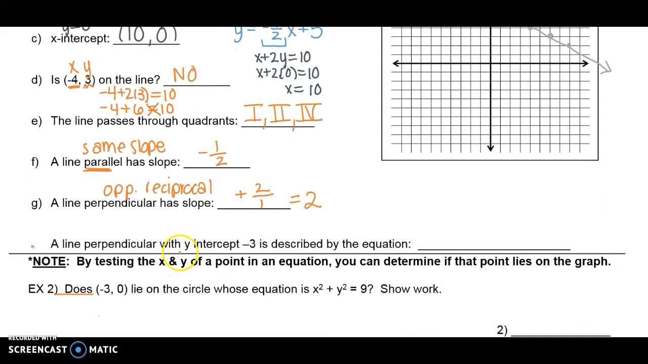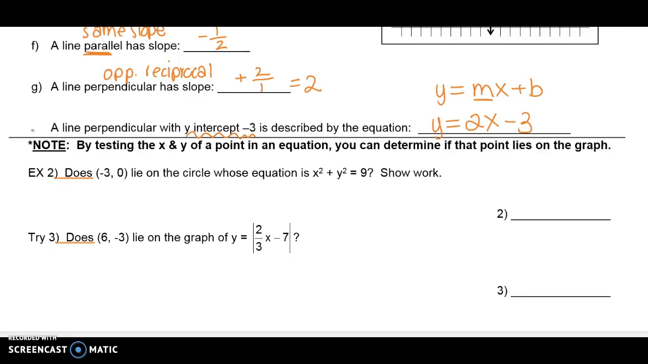Okay. A line perpendicular with a y-intercept of negative 3 is described by the equation. Again, just recapping our slope-intercept form, y equals mx plus b. We're talking about a line perpendicular to the original function, so we're using that same slope that we determined in that previous part. So y equals 2x, and then our y-intercept is given in this function as negative 3. So y equals 2x minus 3 is indeed that function.